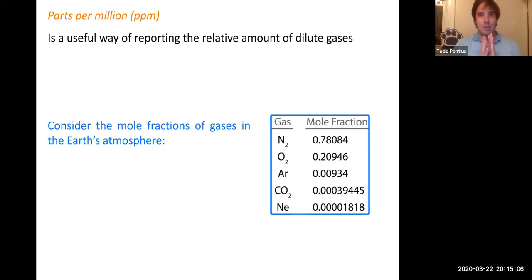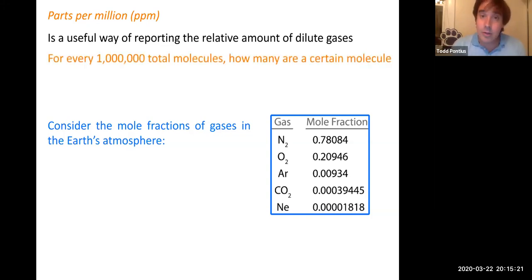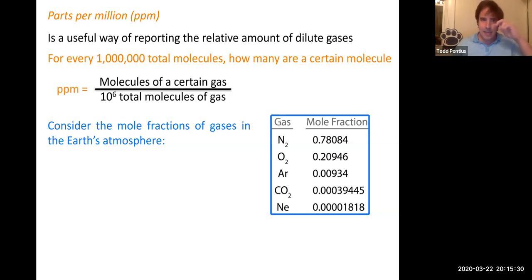So let's take a look at another way that we can report a concentration of gases using parts per million. Parts per million is useful if you have a very dilute gas, something that's not overly present in a given sample. What it tells us is, for every 1 million molecules you have, how many of those are a given gas. So we can define ppm, or parts per million, as the molecules of a certain gas for every 1 million molecules of gas present. We can rearrange this to get mole fraction times a million. So if you have the mole fraction and want to find the parts per million, just multiply it by a million, and voila, parts per million.